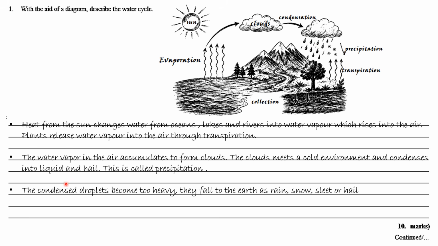So the condensed droplets become too heavy and they fall to the earth as rain, snow, sleet or hail. Cumulatively, this is called precipitation.